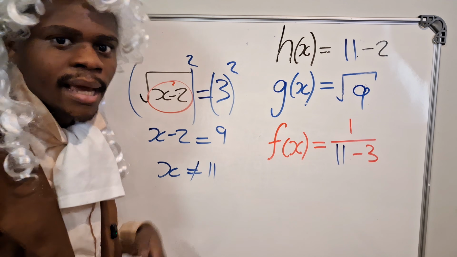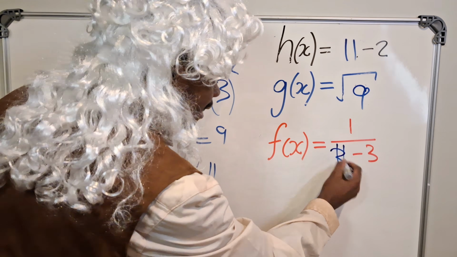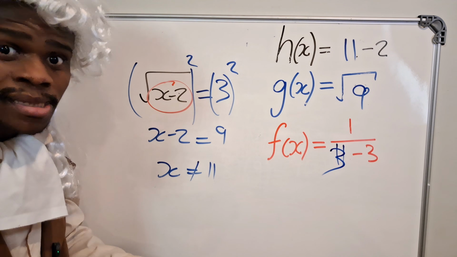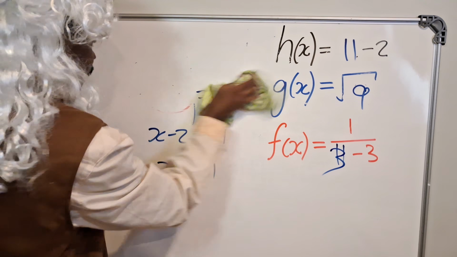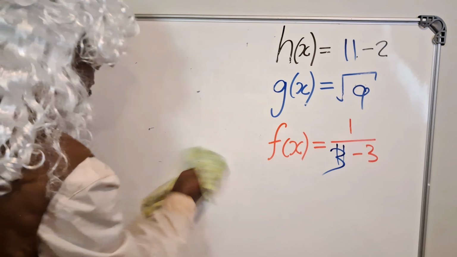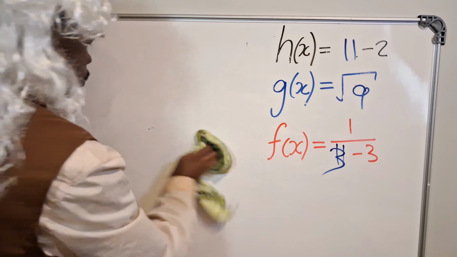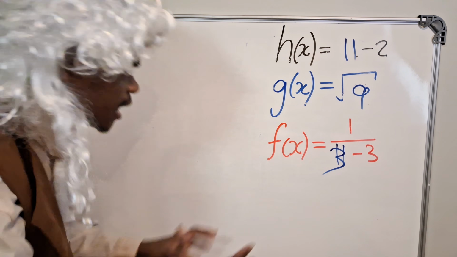What's the square root of 9? It's 3. So you're going to end up with a 3 here. 3 minus 3. You see what's happening here. So you need to be careful when you're working with the domain of this stuff. Extremely careful. So, in other words, what's the domain for this whole composition?